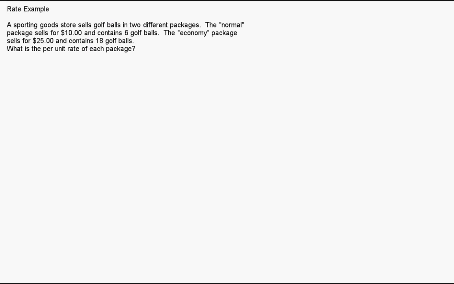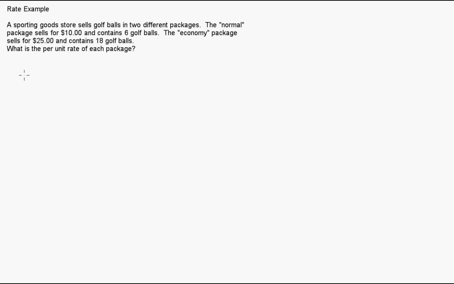Let's try and solve this example containing rates. A sporting goods store sells golf balls in two different packages. The normal package sells for $10 and contains 6 golf balls. The economy package sells for $25 and contains 18 golf balls. What is the per unit rate of each package? So what this is essentially asking us is how much is each golf ball in each package?